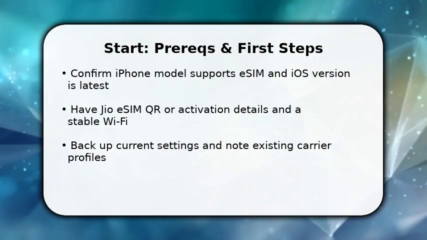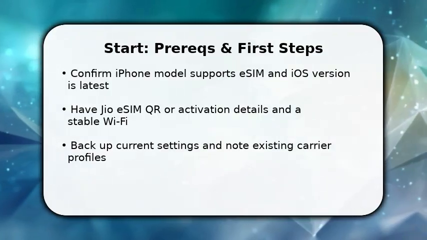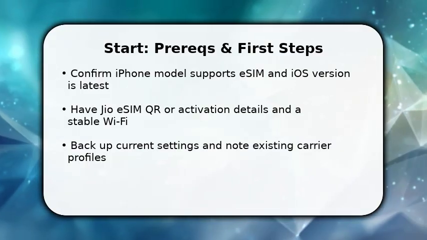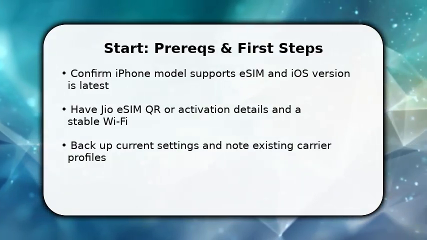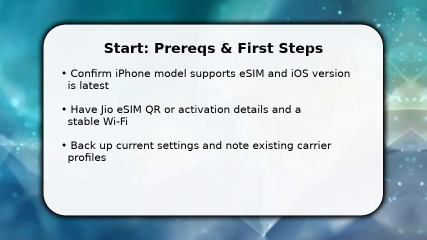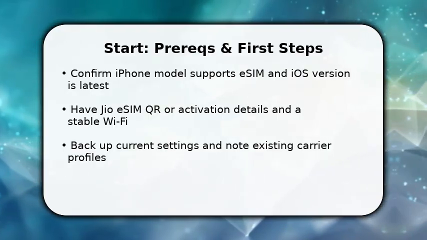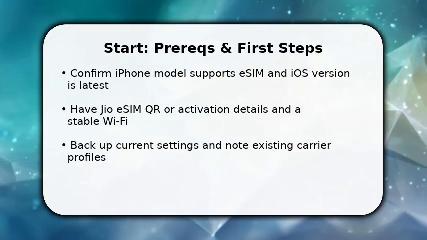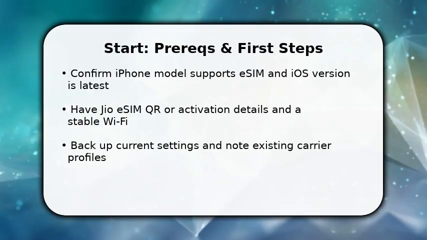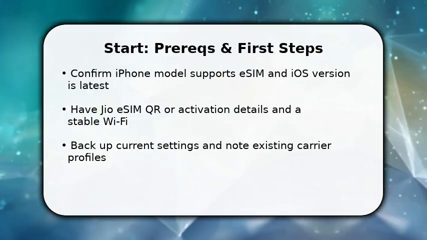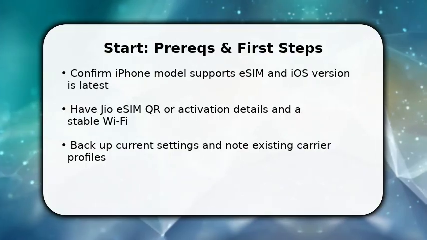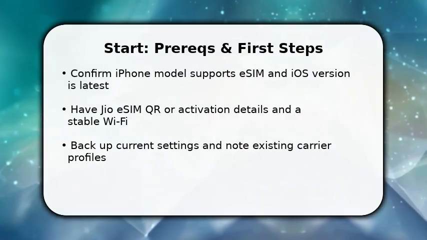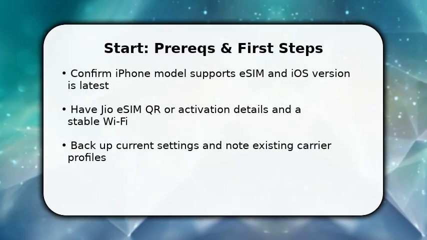Enjoy the video. You start by confirming compatibility. Check your iPhone model and update iOS so eSIM features work. Once done, make sure you have the Jio eSIM QR or activation code and a reliable Wi-Fi connection for downloading the profile. You should also back up your phone and note any existing carrier profiles so you can restore if needed. Now open Settings and tap Cellular.